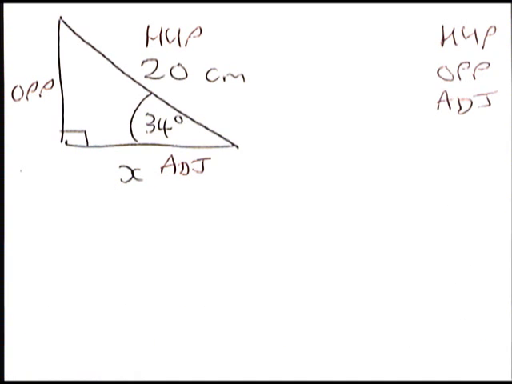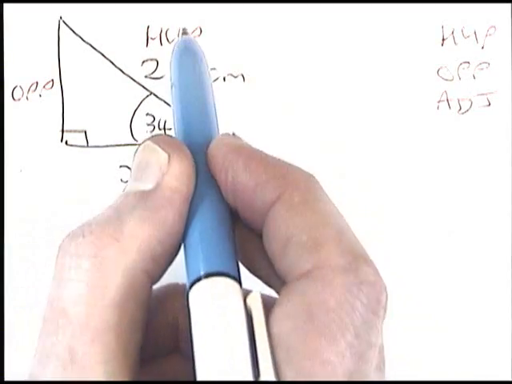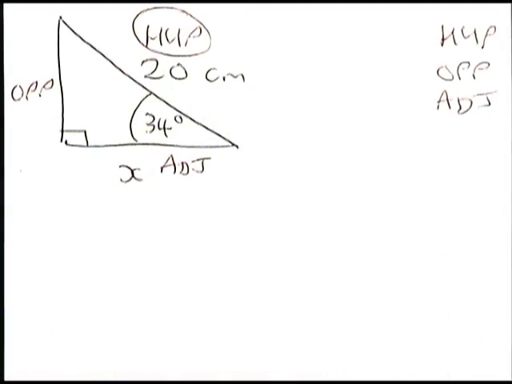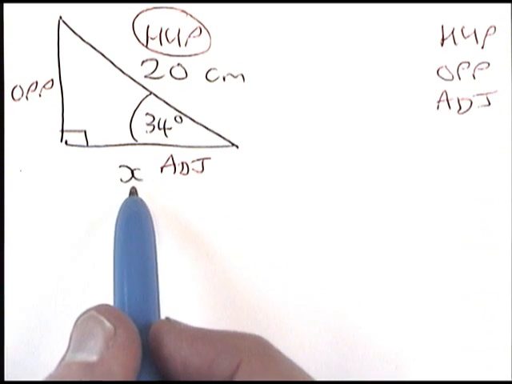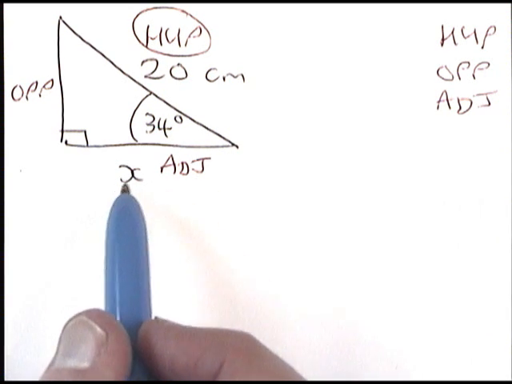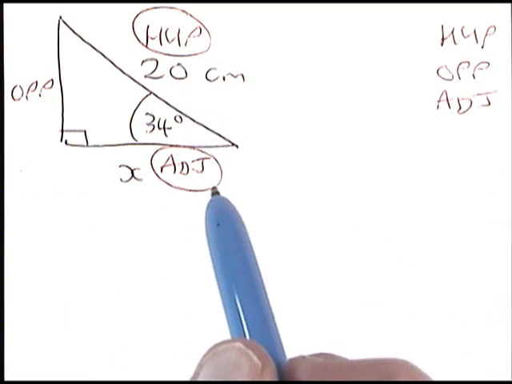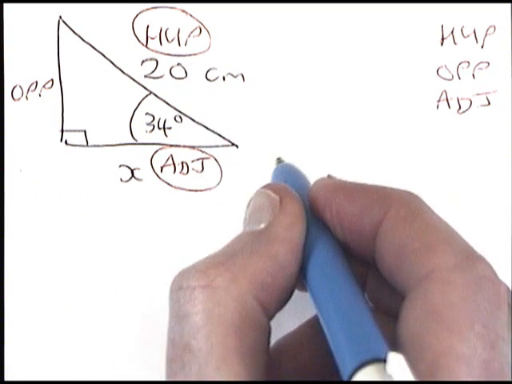Now, two of the sides you've just labelled will already have had something written on them. Here, the hypotenuse already had 20 written on it. I'm going to circle the word hypotenuse. And here, the adjacent already had an X on it. I'm going to circle the word adjacent. Opposite had nothing written on it. I'm going to leave that one alone. So these are the two sides we're going to use, the hypotenuse and the adjacent.